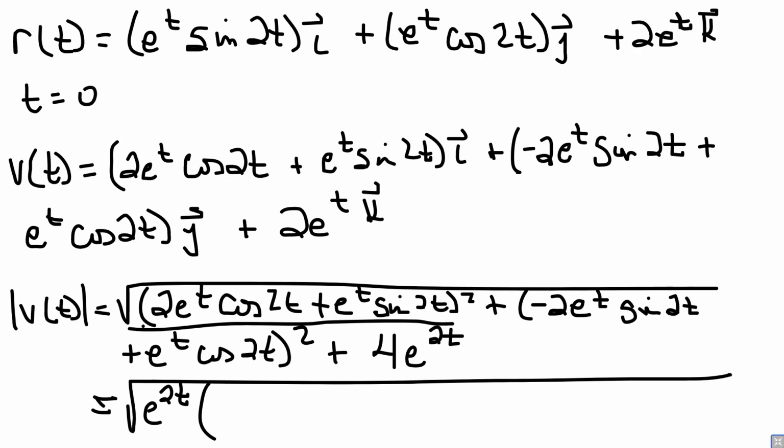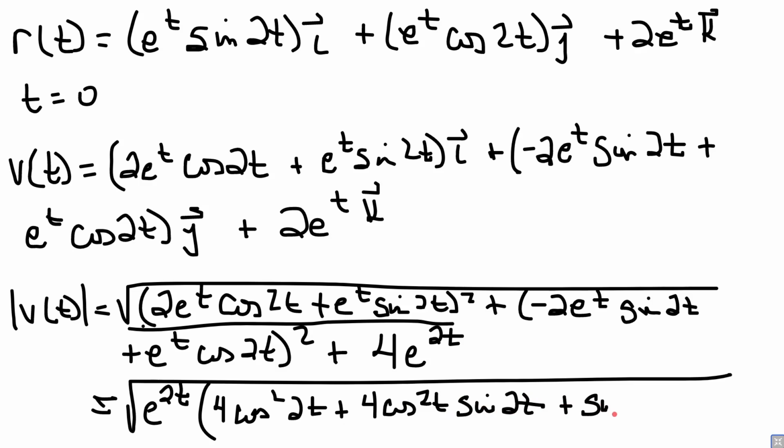So now what I've got left, in the first one, is 2 cosine 2t plus sine 2t, and I'm going to square that. When I do that, it gives me 4 cosine squared 2t plus 4 cosine 2t sine 2t plus sine squared 2t. Unfortunately, I'm kind of out of room, so I'm going to write this last line on the next page.